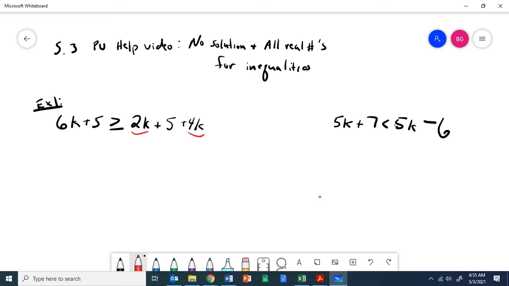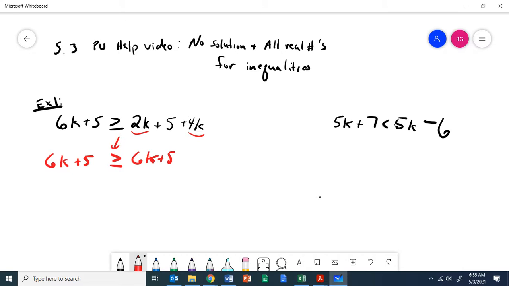So I'm going to combine 2k and 4k. Okay, that makes 6k plus 5, and then I have less than or equal to, and then I also have 6k plus 5. Now, you'll notice both sides are exactly the same, okay? When both sides are exactly the same, you need to go back up and look at the inequality, which is why I brought it down here in this case. Okay, you need to compare.